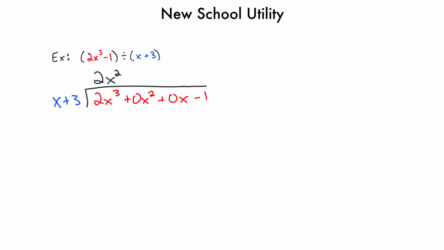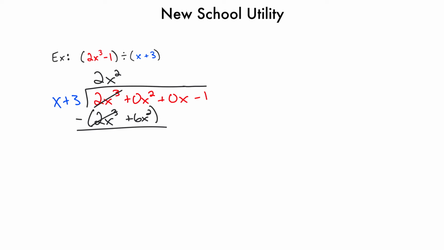Take that 2x squared and distribute it to the blue x plus 3. You'll get 2x cubed plus 6x squared. Put that in parentheses and we're going to subtract it. Here's why you need to put that placeholder. If I did not put that 0x squared here, the negative 1 would have been here. Negative 1 and 6x squared do not combine together, and you would have been stuck. That's why we need these placeholders.